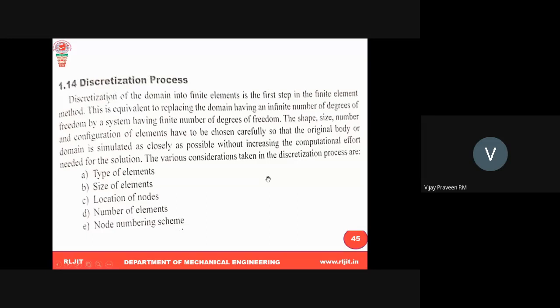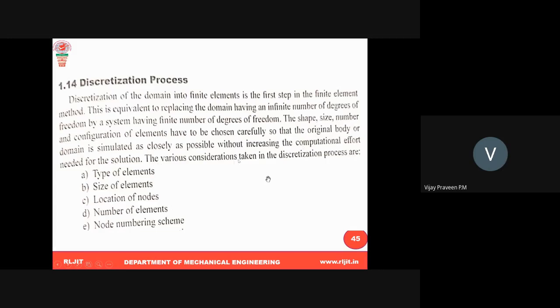Here I will read it first. The discretization of the domain into finite elements is the first step in the finite element method. This is equivalent to replacing a domain having an infinite number of degrees of freedom by a system having a finite number of degrees of freedom. The shape, size, number, and configuration of the elements have to be chosen carefully. Not only the elements, but the shape, the number of elements, and the configuration need to be chosen properly so that the original body or domain is simulated as closely as possible without increasing the computational effort needed for the solution.